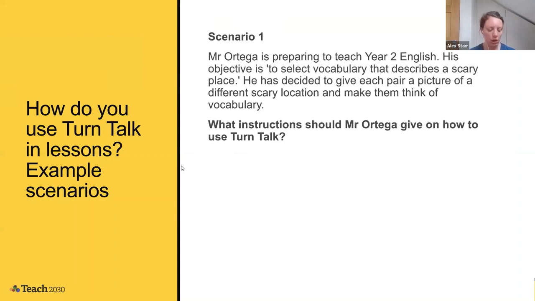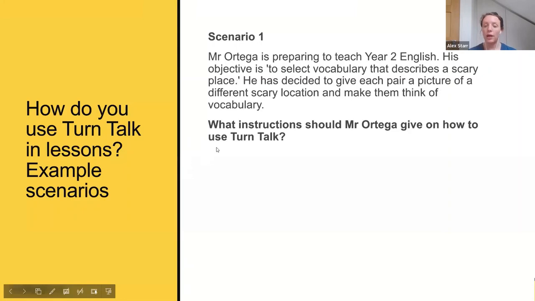Look at your picture that you have in front of you and tell your partner 5 words that you think describe the scary location. Person 2, whilst person 1 is talking, you should stay quiet. Once person 1 has finished talking, person 2, you can say whether you agree or disagree and add some more vocabulary. Once person 2 has finished, then you should both turn to the front and wait patiently for the rest of the class.